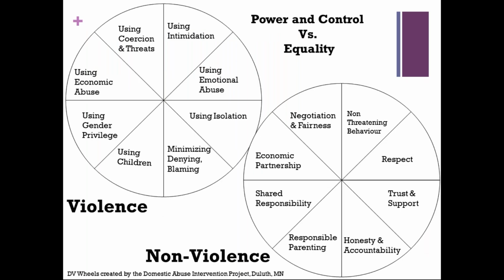And then on this slide, on the left-hand side, we have the power and control wheel, and on the right-hand side, we have the equality wheel. So the equality wheel is really interesting. It's basically like an opposite, right? Kind of like an opposite of the power and control wheel. But what it does is it defines what healthy relationships look like.